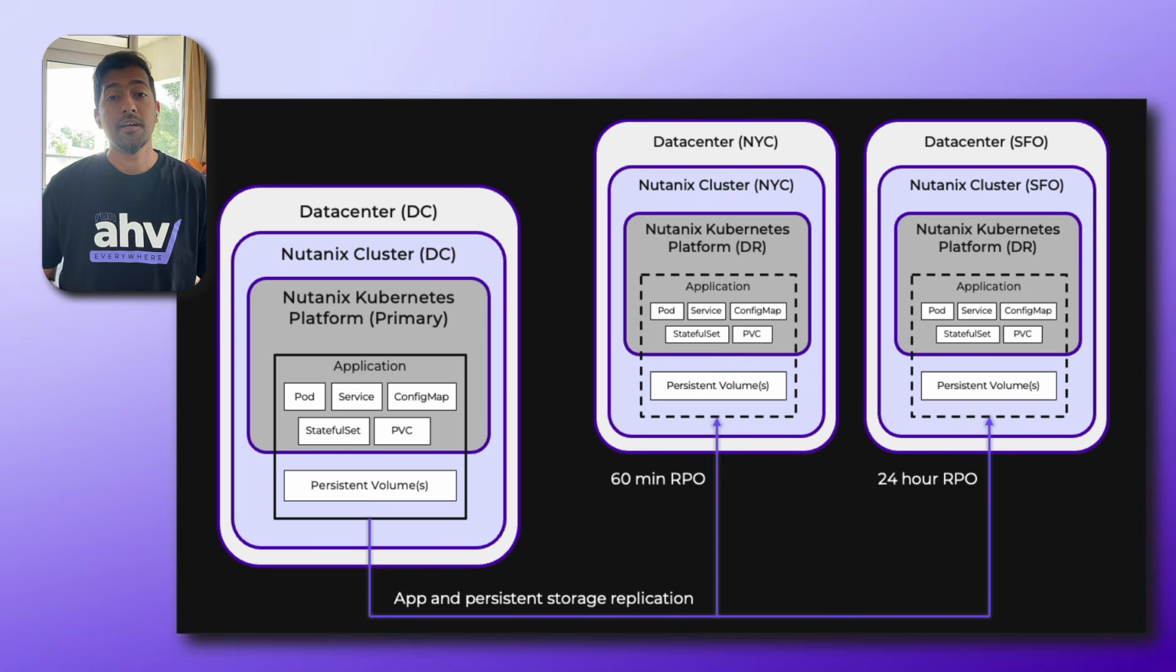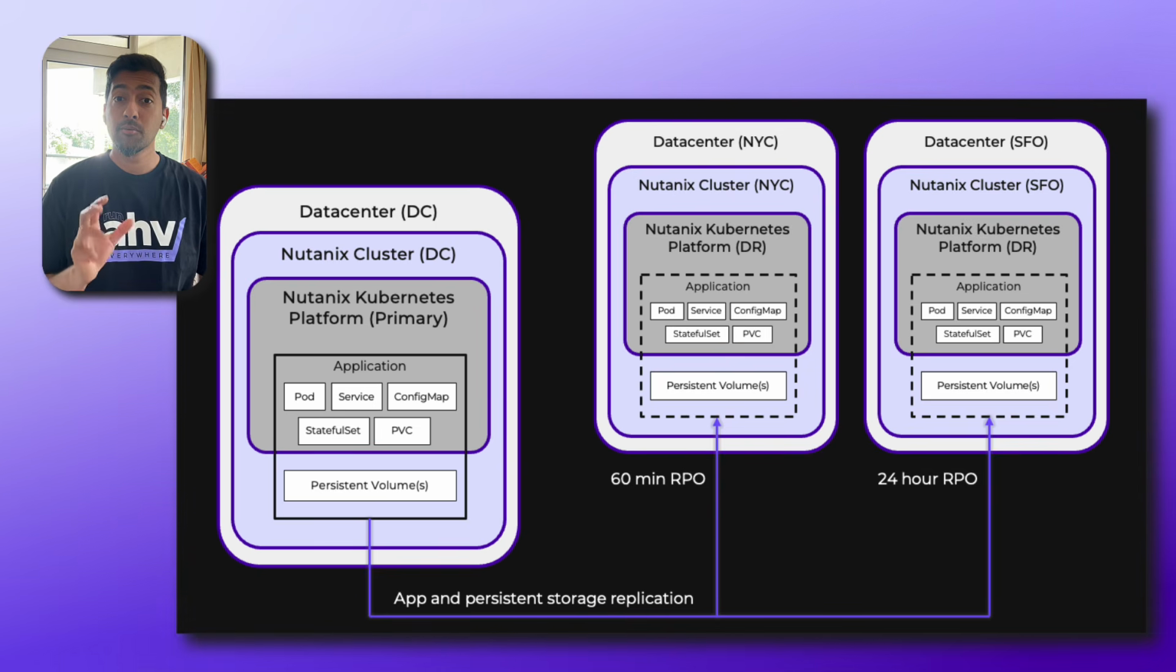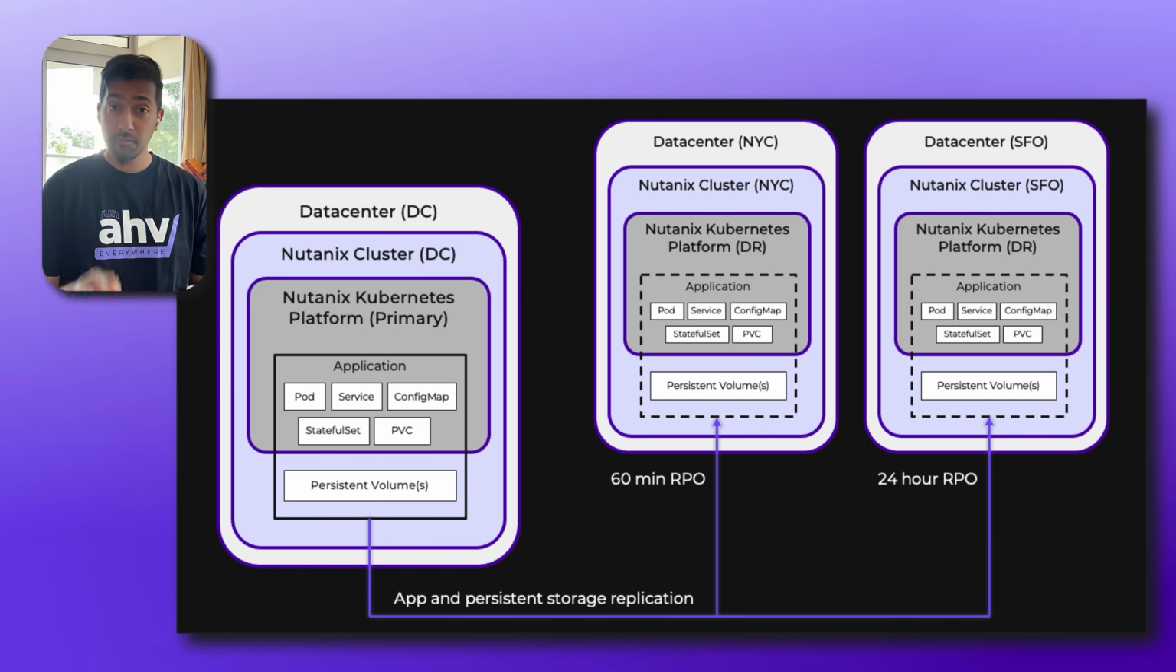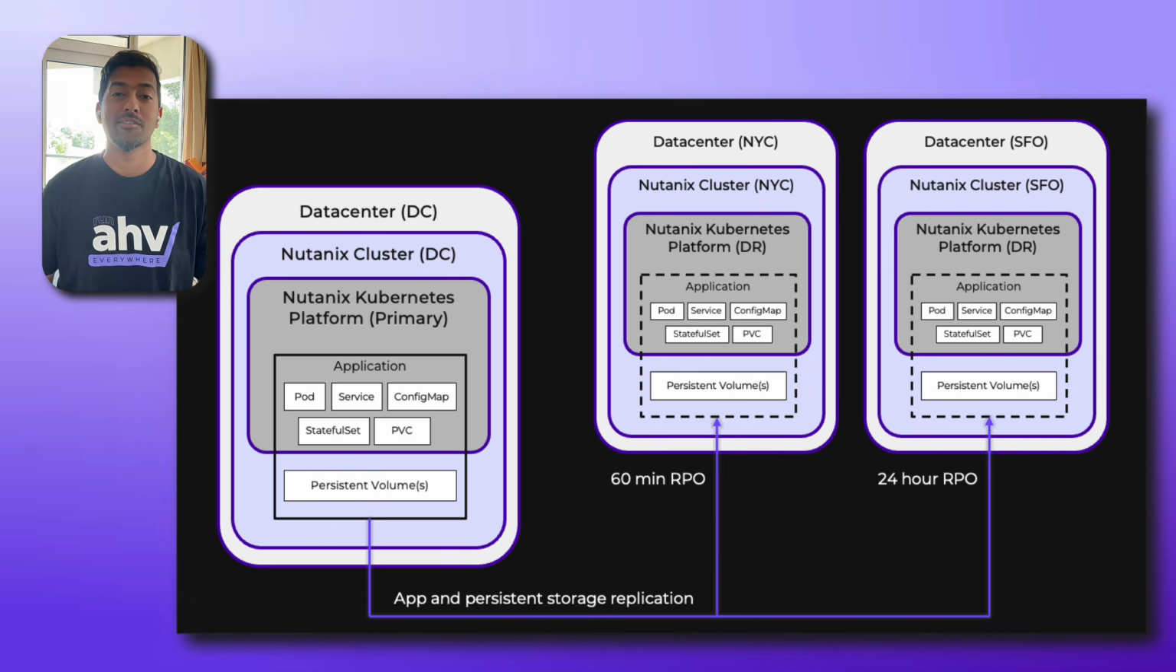Now, in the setup, NDK lets you define multiple replication schedules: an hourly replication to New York giving you a 60-minute RPO, and a daily replication to San Francisco offering a 24-hour RPO. This way you can tailor your disaster recovery strategy to meet different business continuity needs. And to see how to configure these policies and schedules using NDK's Kubernetes native resources, stay tuned for the next video in the series.